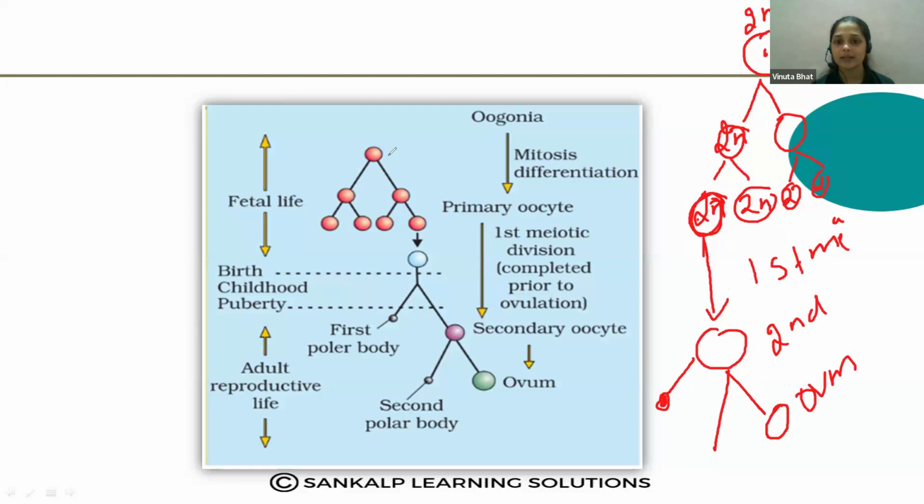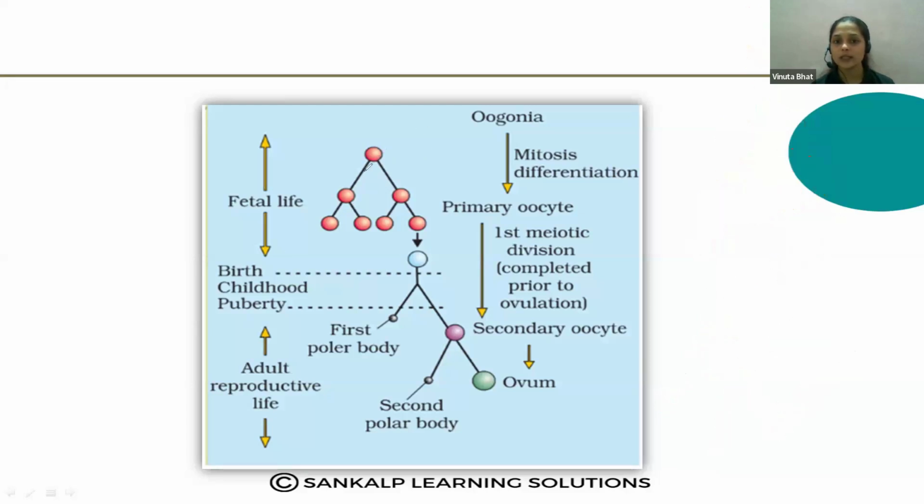What is happening? Once again I will explain. These are the oogonial cells. They increase their number and become primary oocytes. First, understand just this much. This primary oocyte starts the meiotic division. You know there is meiosis 1 and meiosis 2, right? So this starts the meiotic division.